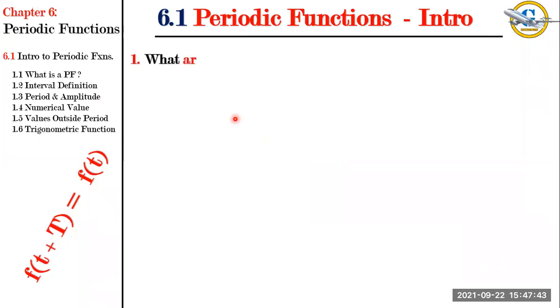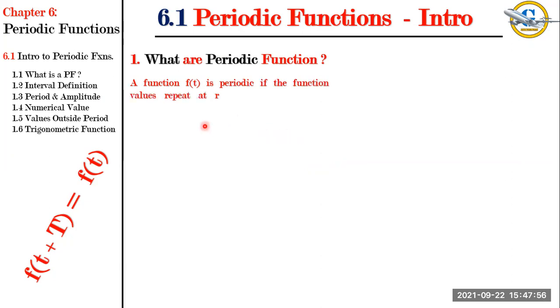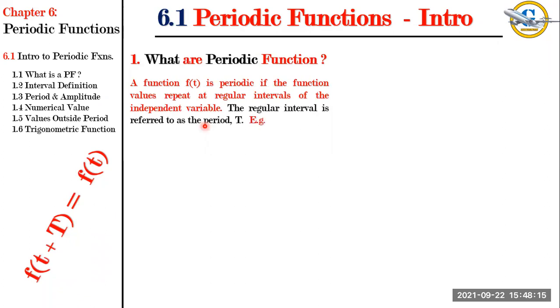We start by looking at what periodic functions are. A function f of t is periodic if the function has values that repeat at regular intervals of the independent variable. This regular interval is referred to as the period of the function, denoted T.